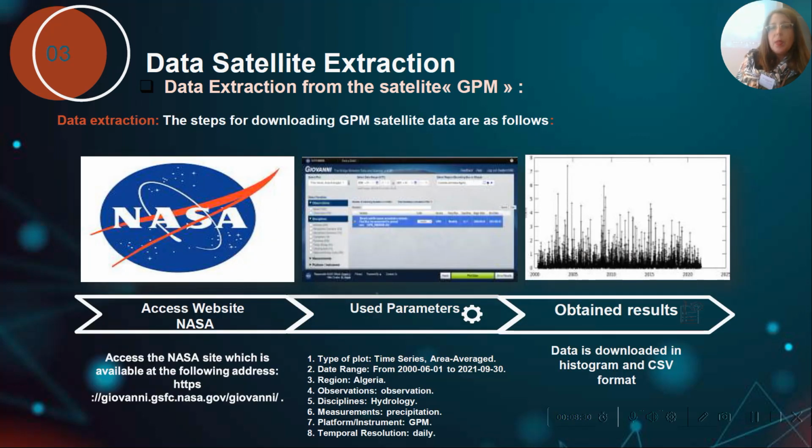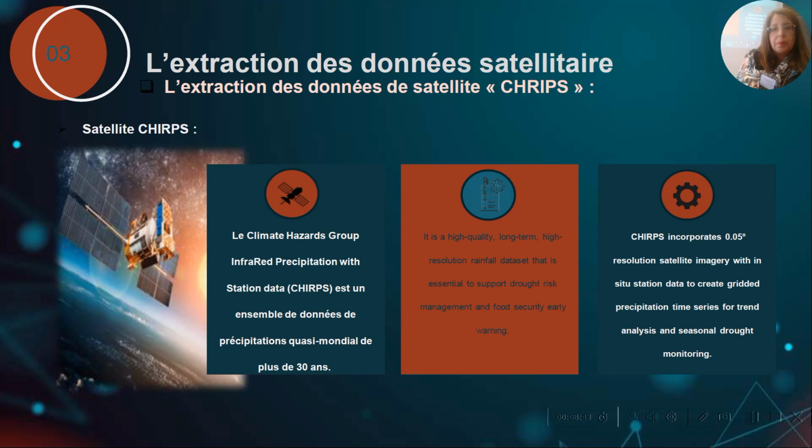It's the same thing as the TRMM: we have to access the website, extract the used parameters, and finally we get a histogram and CSV format. The third satellite we use is CHIRPS.